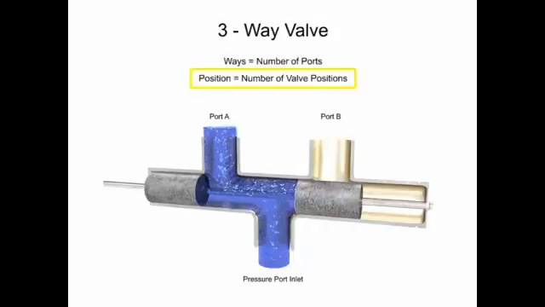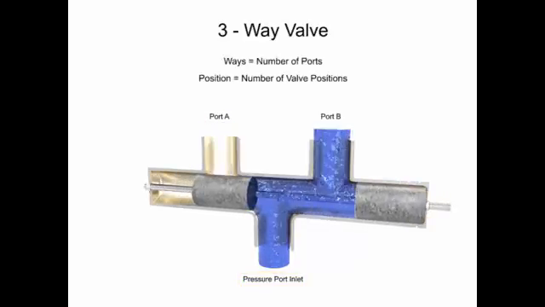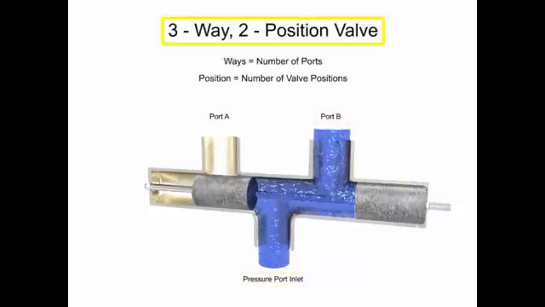The term position refers to the number of discrete operating positions of the internal valve element. For this spool valve, one position allows fluid to flow from the inlet to port A, and a second position allows fluid to flow from the inlet to port B. Therefore, this is a 2-position valve.